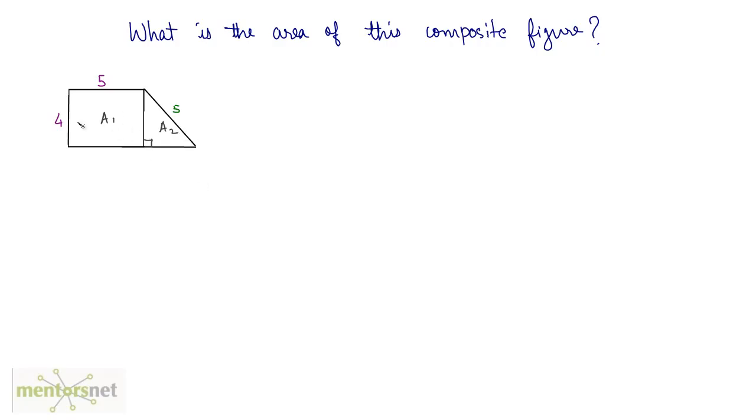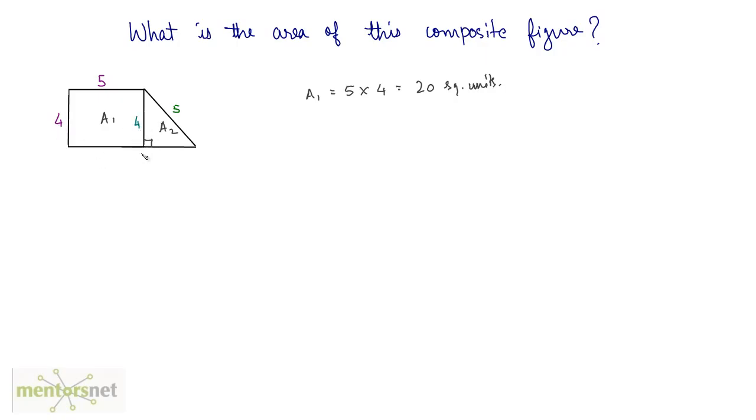Okay, so first let us calculate the area of this rectangle. So A1 is equal to, area of a rectangle is length into breadth, and that's 5 times 4, and that will be 20. We don't have the units, so 20 square units. Now we need to calculate the area of a triangle. Now the area of a triangle is equal to half into base into height. Now we have this as a right angled triangle, so the perpendicular side will be the height of this triangle, right? And that is 4.